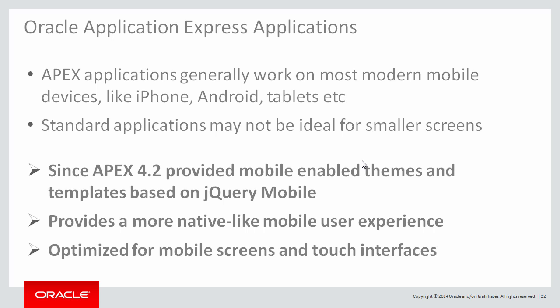With Application Express 4.2 that was released in late 2012, we introduced a mobile-enabled theme based on jQuery Mobile. This provides a more native-like mobile user experience and is optimized for mobile screens and touch interfaces, and we can also utilize events such as touch, orientation change, etc.